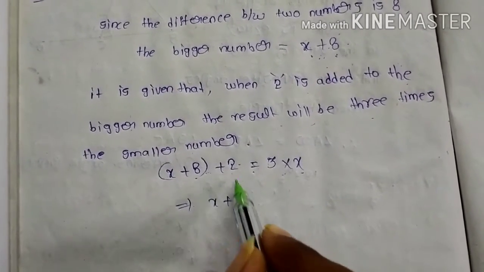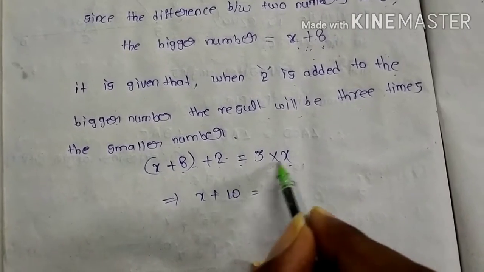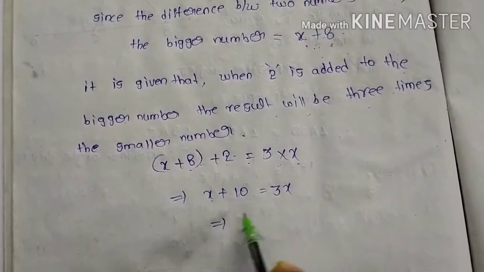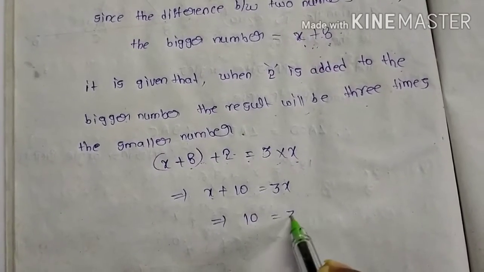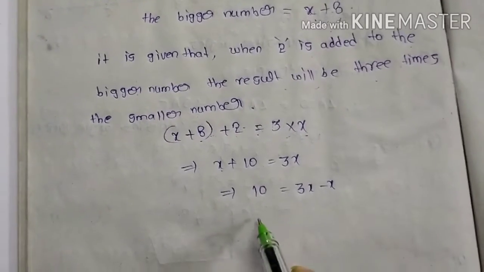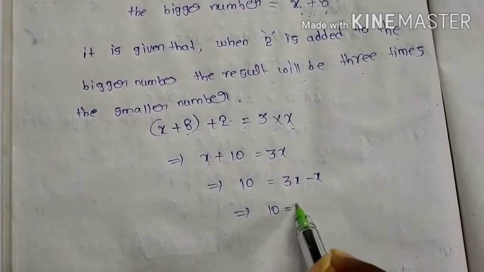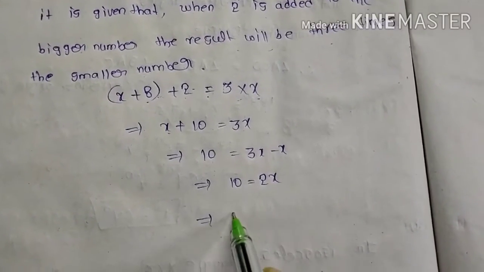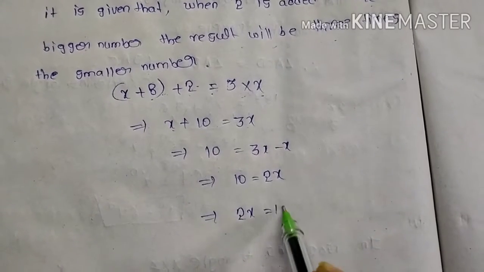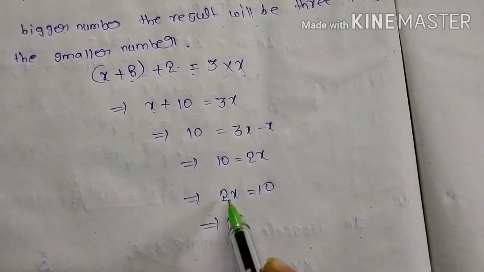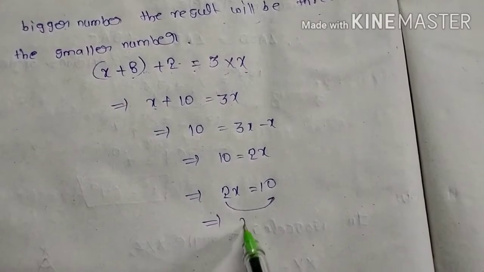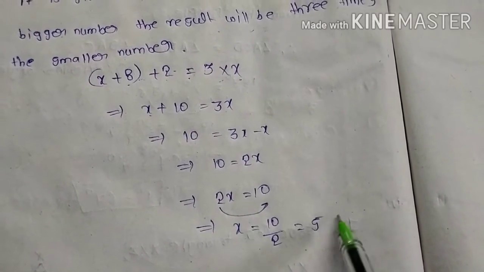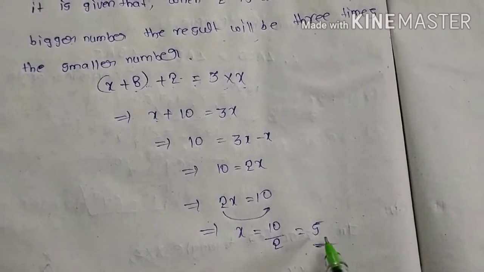x plus 8 plus 2 is how much? 10 only, is equal to 3 into x, how much? 3x only. That means you can transpose x to RHS. That means you are getting 10 is equal to 3x minus x. That means you are getting 10 is equal to how much? 2x only. That means I am writing here 2x is equal to 10. Yes or no? Implies you can transpose 2 to RHS. Yes or no? x is equal to 10 by 2, that means 5 only. Yes or no? x value is 5.